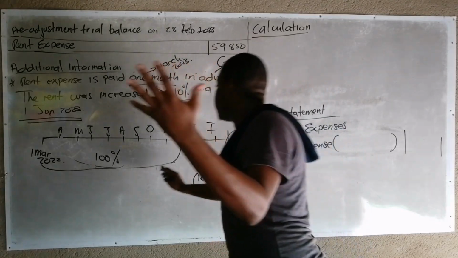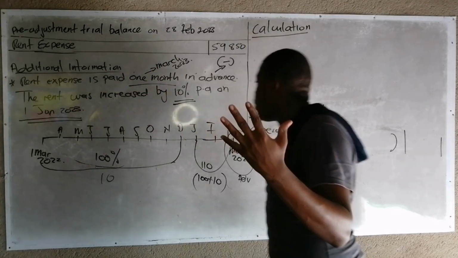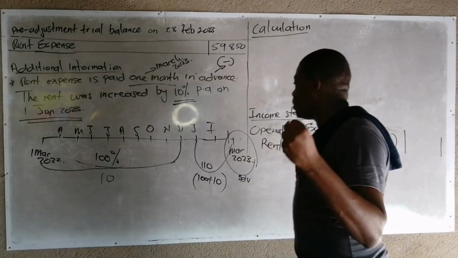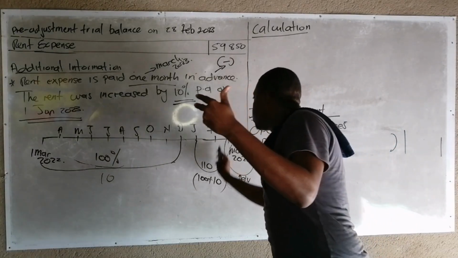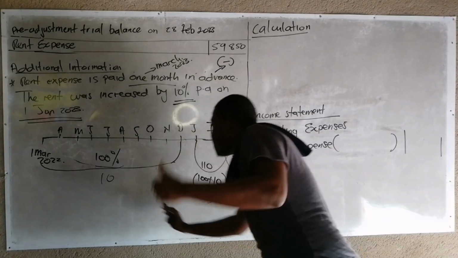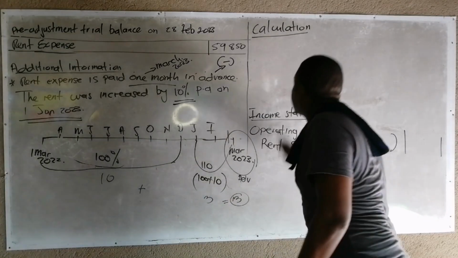So we'll count until December, which will give you 10 months because the rent was increased from 1 January. So from 1 January, you will say January, February, March, which is 3 months, guys. So this 3 months, 10 plus 3, it will give you 13 months. So far it balances, guys.